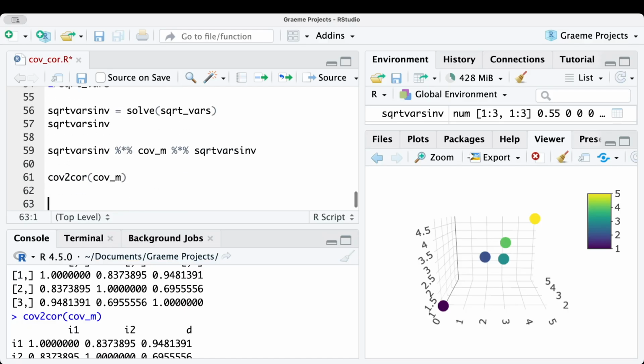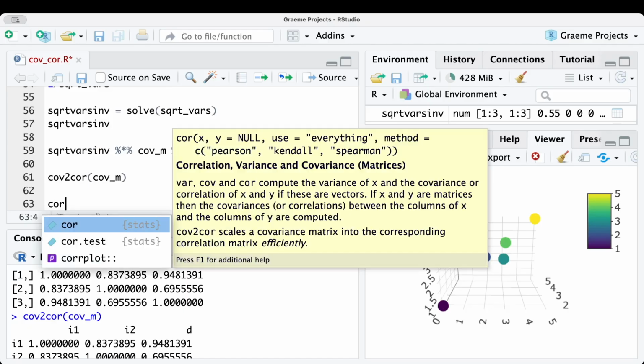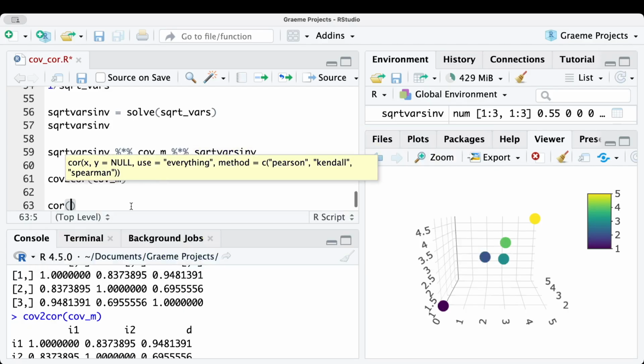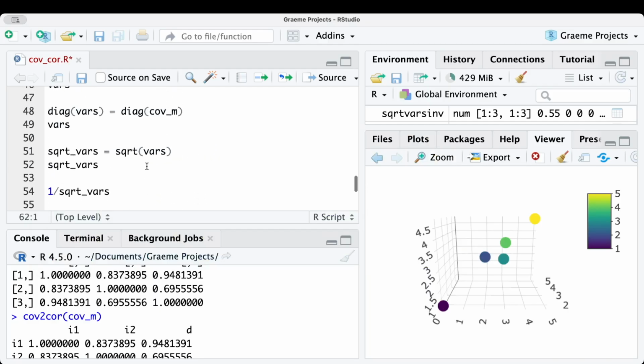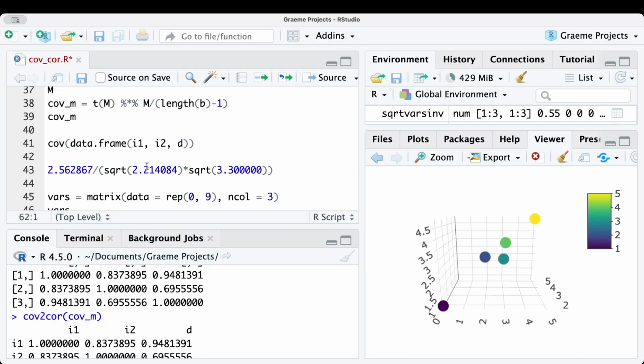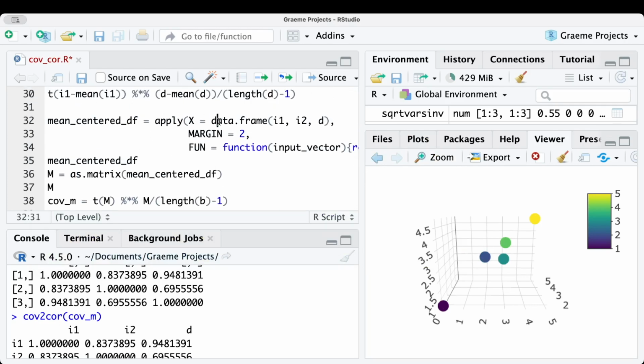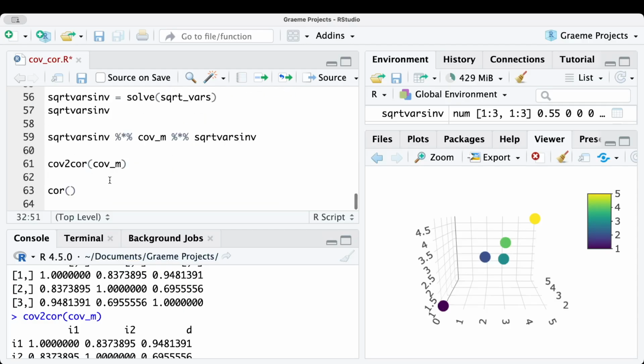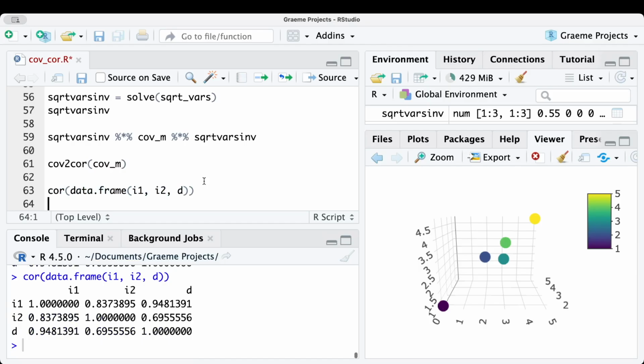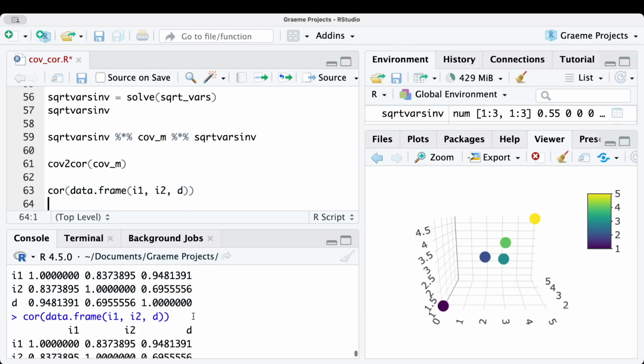And even more handy is the cor function. The cor function will take a data frame, and we had defined our data frame up here as the data frame of I1, I2, and D. So I can just copy that and put this into this cor function. This just generates the correlation matrix directly from our data frame. So if I hit enter, I get the exact same thing.